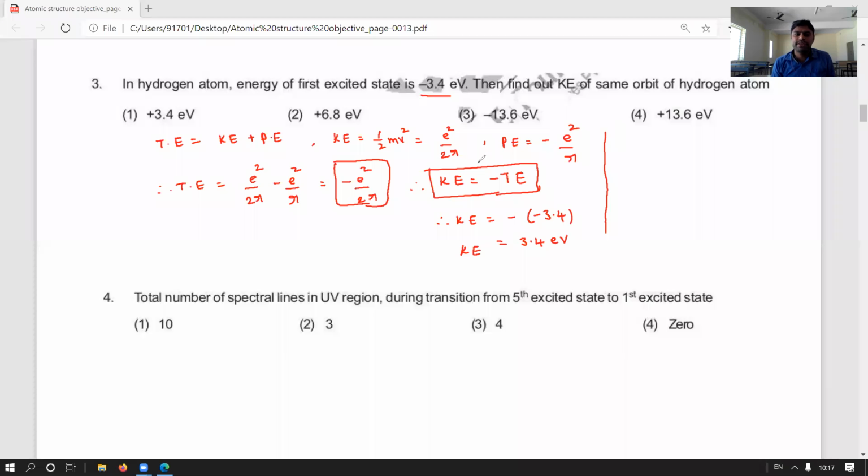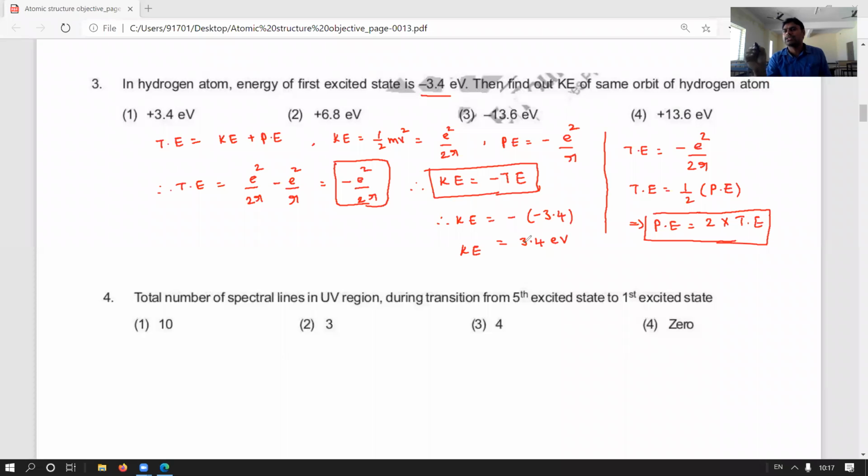In the same way, what is the relation between total energy and potential energy? That also we need to discuss. Let's see. Total energy is equal to minus e square by 2r. In that, in the place of minus e square by r we can write potential energy. Therefore total energy is equal to 1 by 2 into potential energy. So potential energy is equal to 2 times of total energy. So keep it in your mind. Total energy is equal to the sum of kinetic energy plus potential energy. So we have one relation: kinetic energy is equal to minus of total energy. Potential energy is equal to 2 times of total energy. These are the different relations between total energy and kinetic energy, and total energy and potential energy.